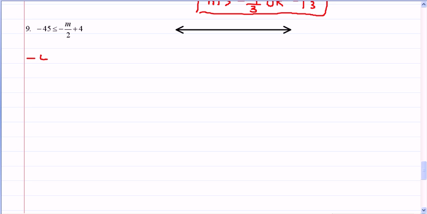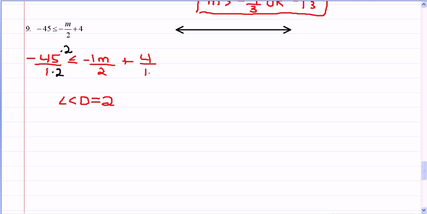And for number 9, negative 45 over 1 is less than or equal to negative 1m, or just negative m, over 2 plus 4. And I write the 4 over 1. So hopefully finding a least common denominator is getting easier. We can list the multiples of 1 and 2, but I think this one is simpler to see that the least common denominator is just the number 2. And so I multiply all of the fractions that do not have a denominator of 2 by the number 2.